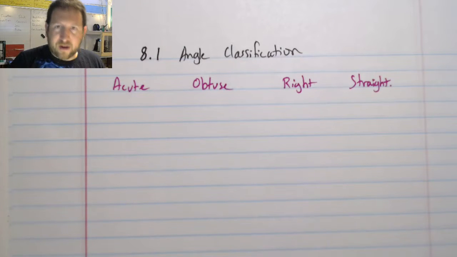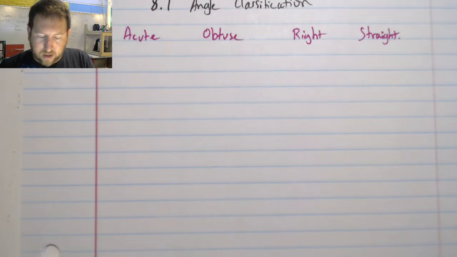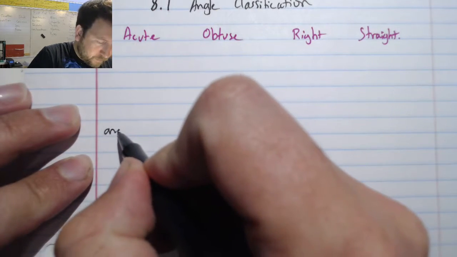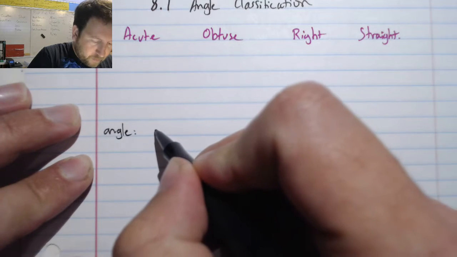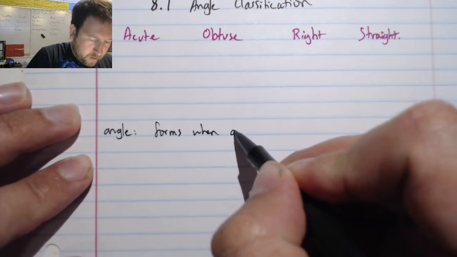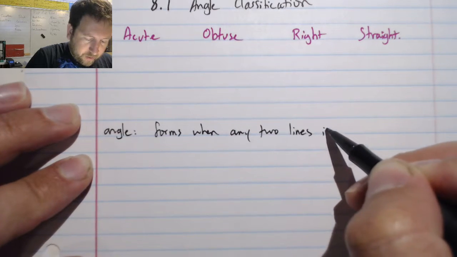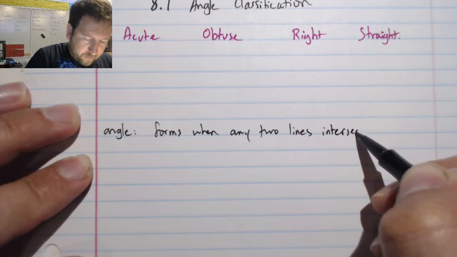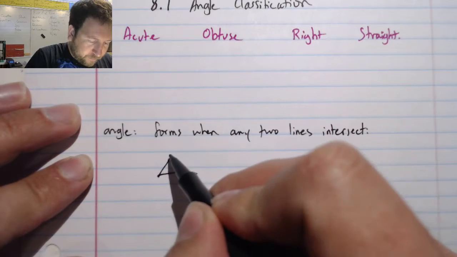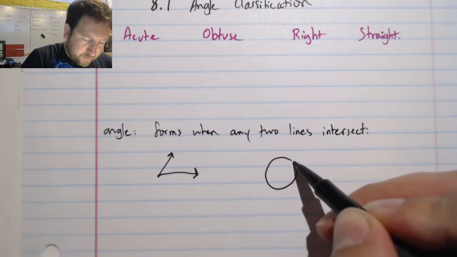First, let's take a look at what an angle is. An angle is just what happens when any two lines intersect. So let's write our little angle. It forms when any two lines intersect. It might look like this. It might be inside of a circle.